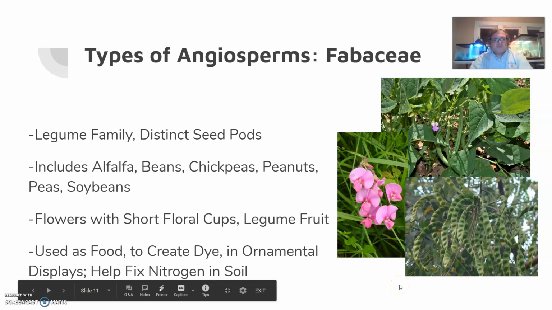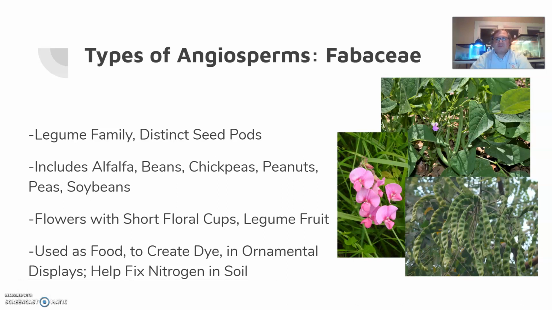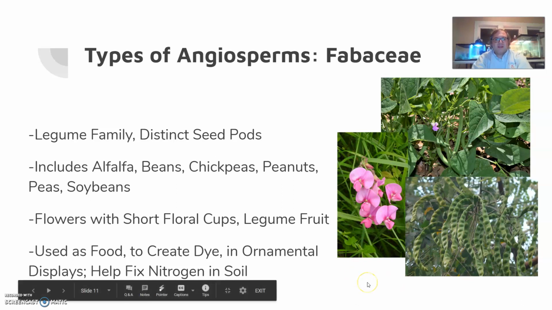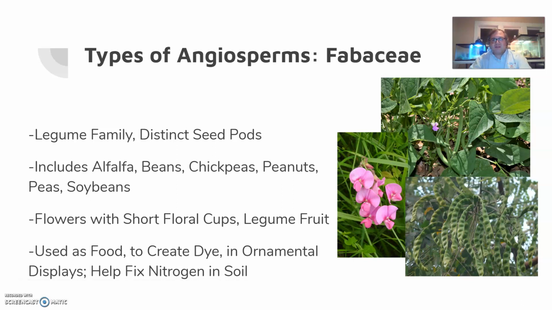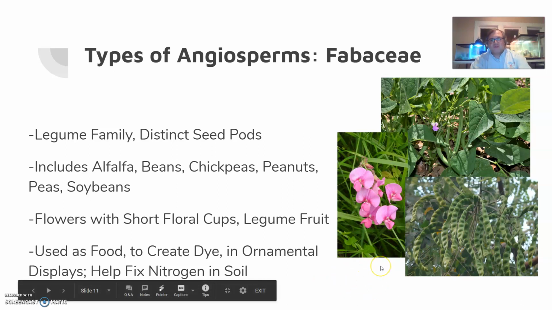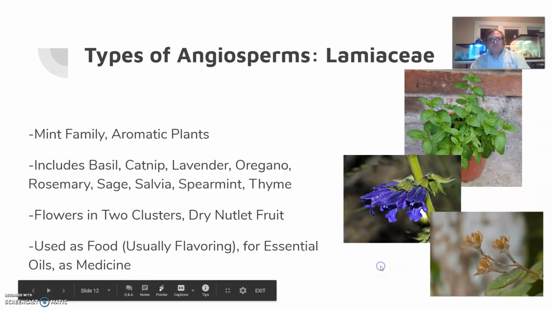These are used as food and to create dye. They're used in ornamental displays. Again, the flowers are very pretty. These also help to fix nitrogen in the soil. Their roots help support bacteria that help with nitrogen fixation. So very important for the nitrogen cycle.